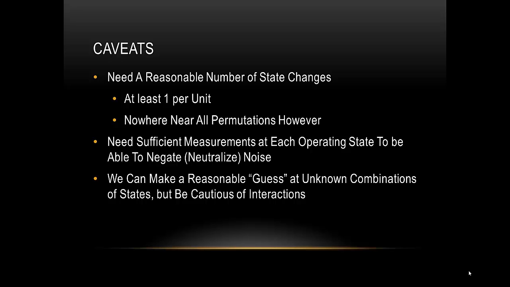And we can make reasonable guesses at unknown combinations of states that we've never seen, but we have to be cautious of that. If there are interactions, then it's possible that we may not be quite as accurate. If there are not interactions, then we're probably good.